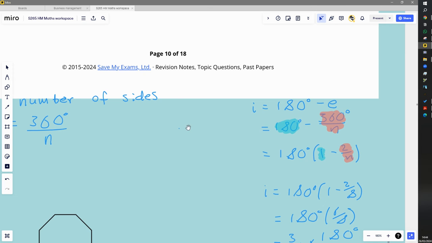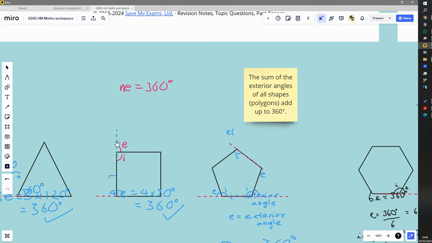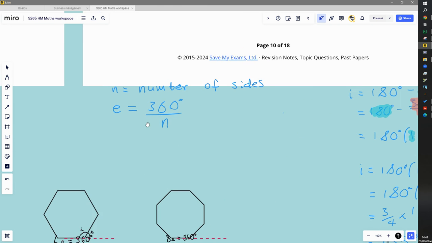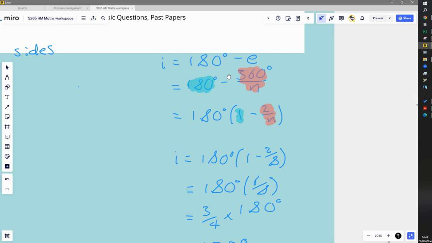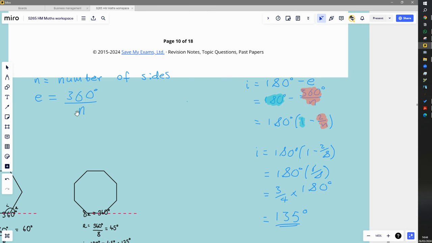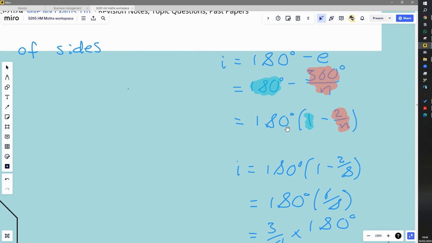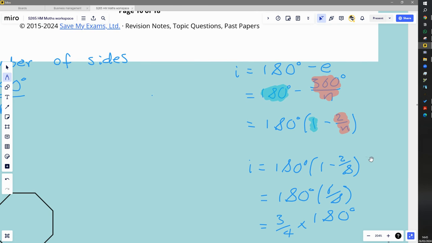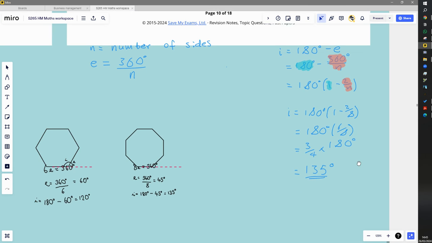And we know that I, because it's on angles on a straight line, is going to be equal to 180 degrees minus E, and we have E as 360 divided by n, so I can sub that in. Then what I did is I factorized, so I put 180 outside. And there we go, we've got 180 multiplied by 1 minus 2 over n. So you might want to pause and look at that in a bit more detail, to see how I did that.